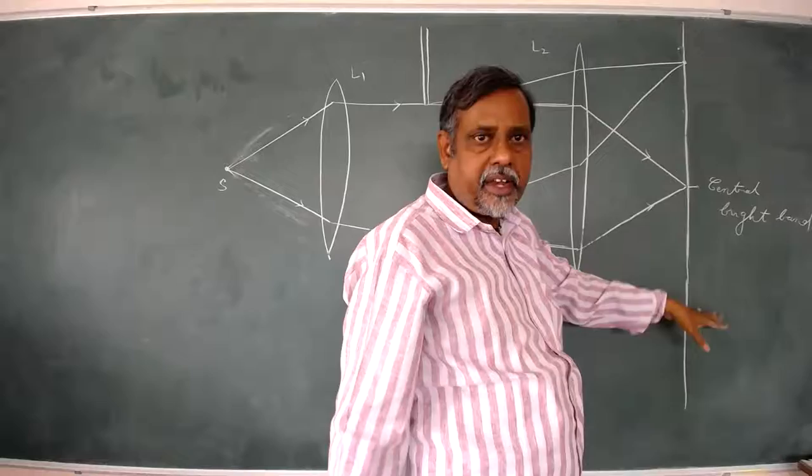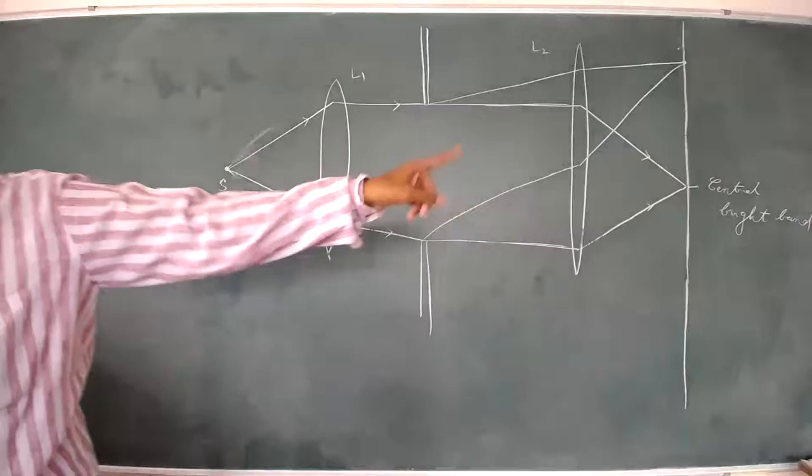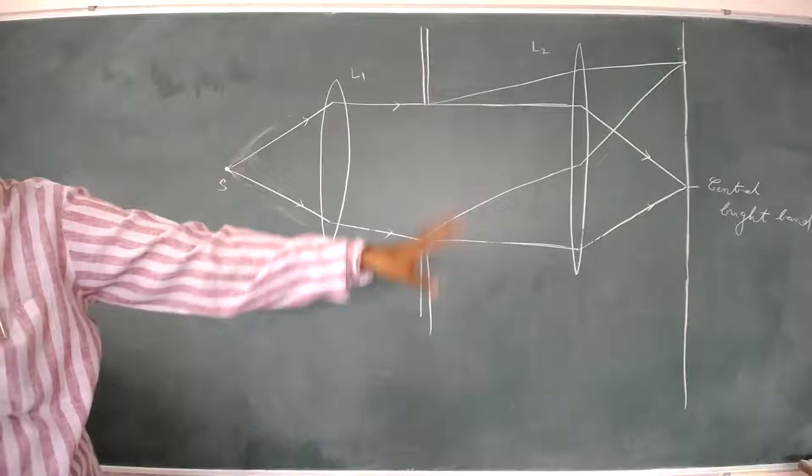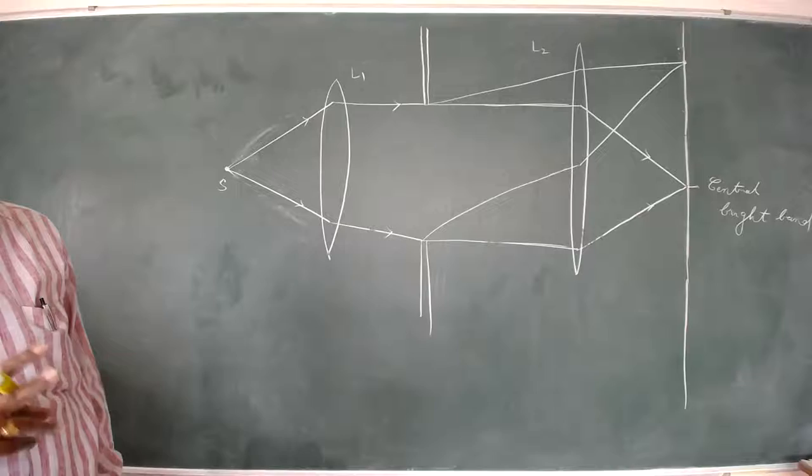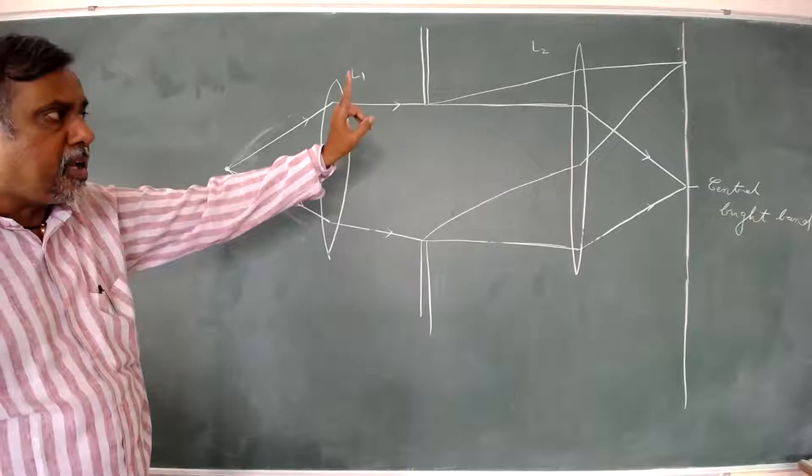Other than this central bright fringe, all remaining bright fringes are secondary bright fringes, and dark fringes are taken as secondary dark fringes. Are you clear at this point? Now, the conditions for the formation of secondary maximum and secondary minimum we need to discuss over here.